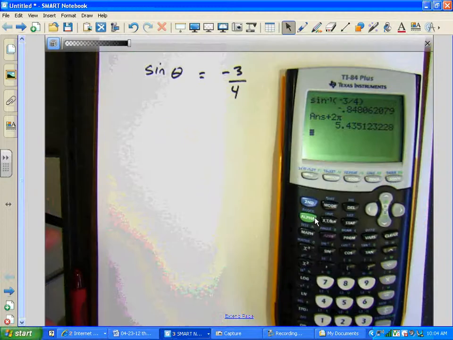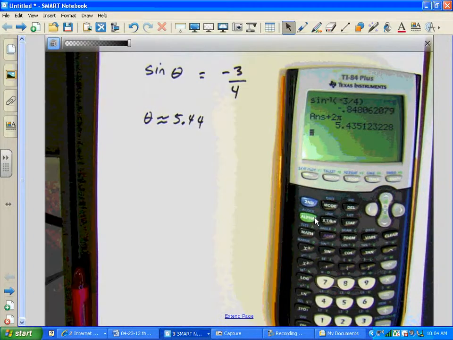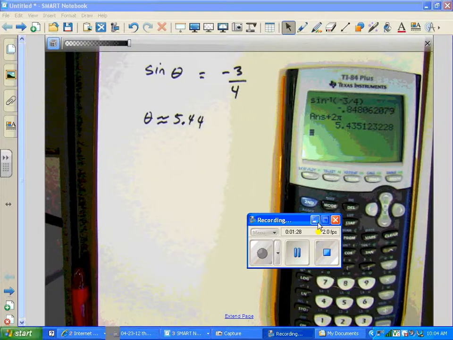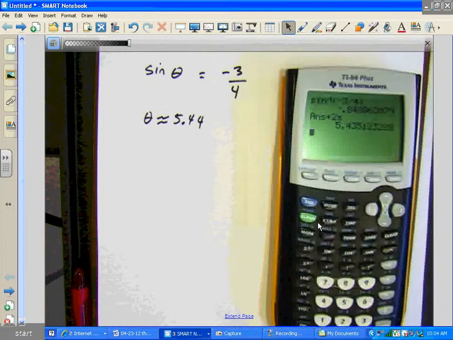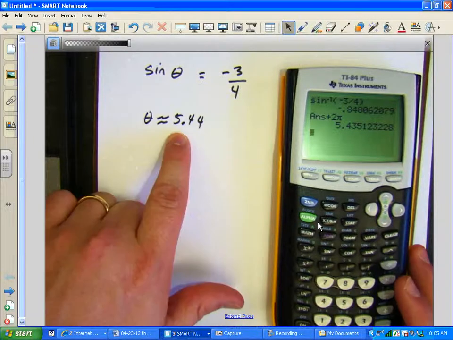All right, so there's our angle. So theta is about 5.44. Okay, hang on just a second. All right, so now let's draw this. Okay, so we can find the other answer. So I think, let's see, 5.44, I believe, is in the fourth quadrant. Okay, so what I'm going to need is the answer that would go into the third quadrant.